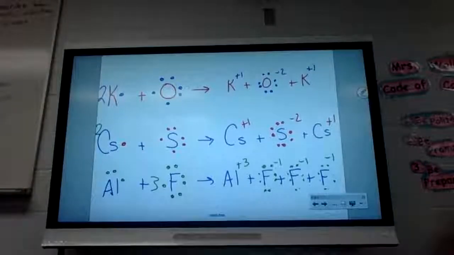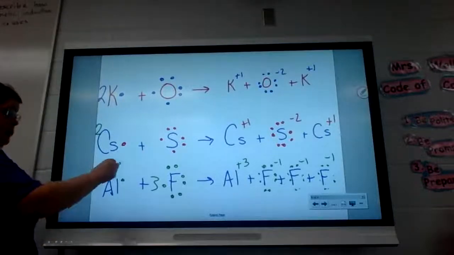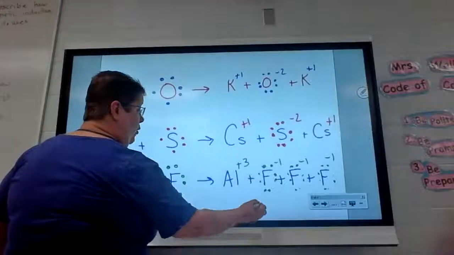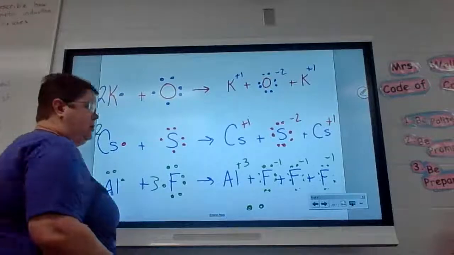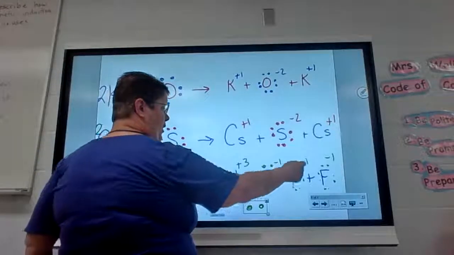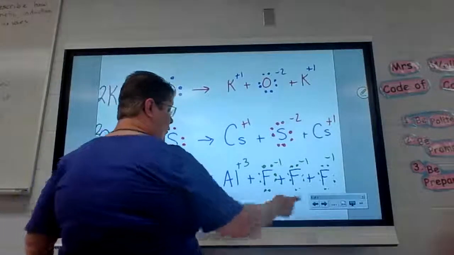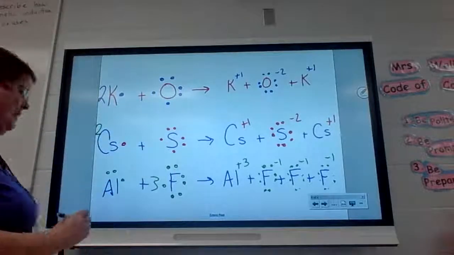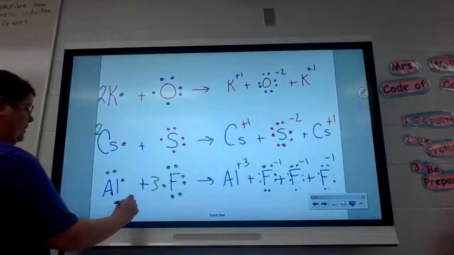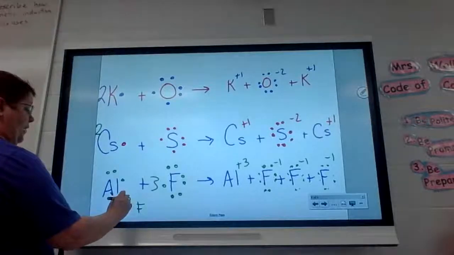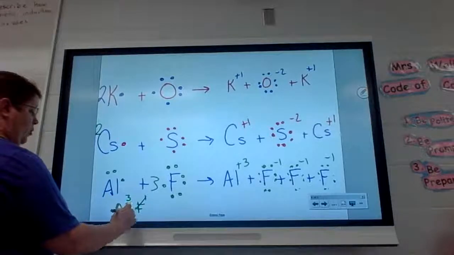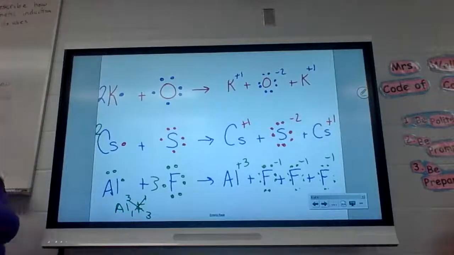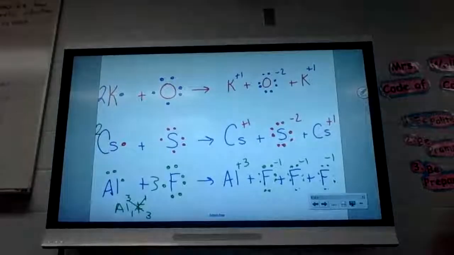Okay, so Al is going to lose 3 electrons, right? Well, 1 went to this F. So I had 2 homeless electrons, right? So I had to add an F for this one to go there, and then another F for that one to go there. All right, but if you can't figure out how many Fs to add, do what I showed you with the oxidation numbers. That had a 3, that had a 1, 1, 3. So you need 1 Al and 3 Fs. Okay, that'll show you how many to draw on the other side.